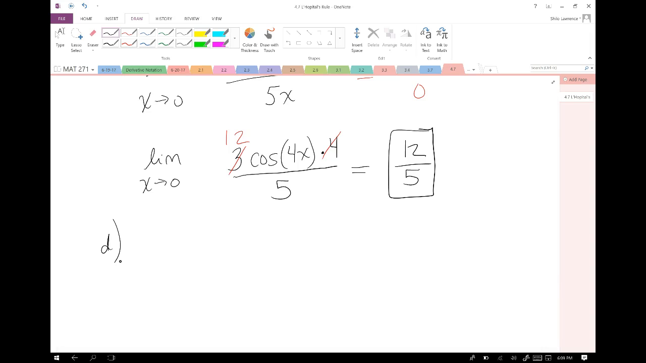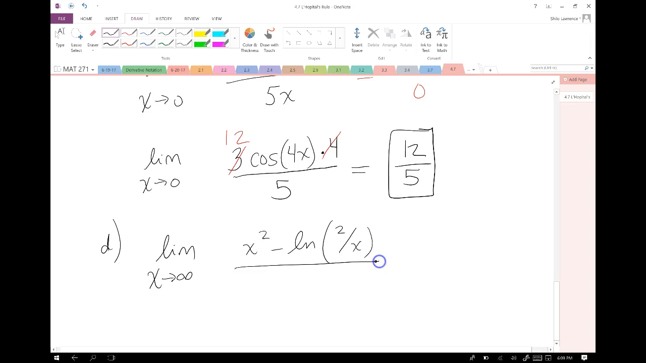So let me see if I can find one where we get infinity. So this one might be a little tricky. The limit as x approaches infinity of x squared minus the natural log of 2 over x, all divided by 3x squared plus 2x.